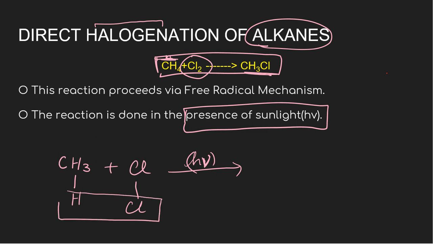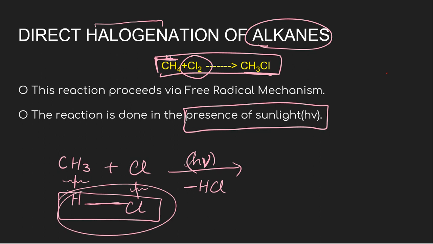So if this reaction occurs in the presence of sunlight, your hydrochloric acid, HCl, will form a bond. What is happening is that the bond between this CH3 and hydrogen will break, and the chlorine bond will break, and a new bond will be formed between this hydrogen and chlorine. So your hydrogen chloride will be removed from this structure, and then a new bond will be formed between your CH3 and Cl. Finally you will get your CH3Cl, and this is your required product.